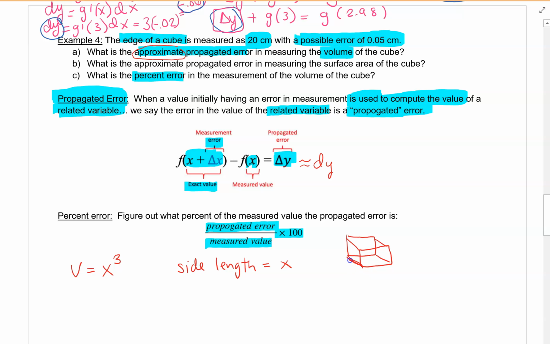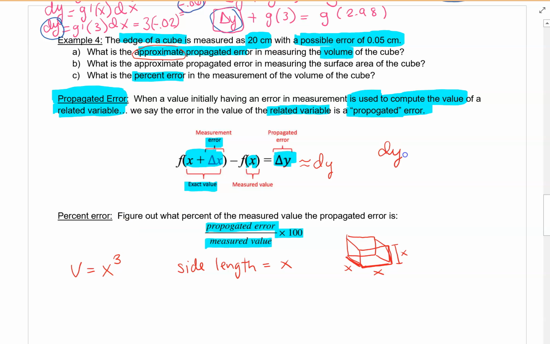So the base is x by x, and then the height is also another x. So when you do length times width times height, it's x times x times x, which is x cubed. Like related rates, you have to start with a relationship between the two things, assuming there is no error, right? And then you use this differential formula.